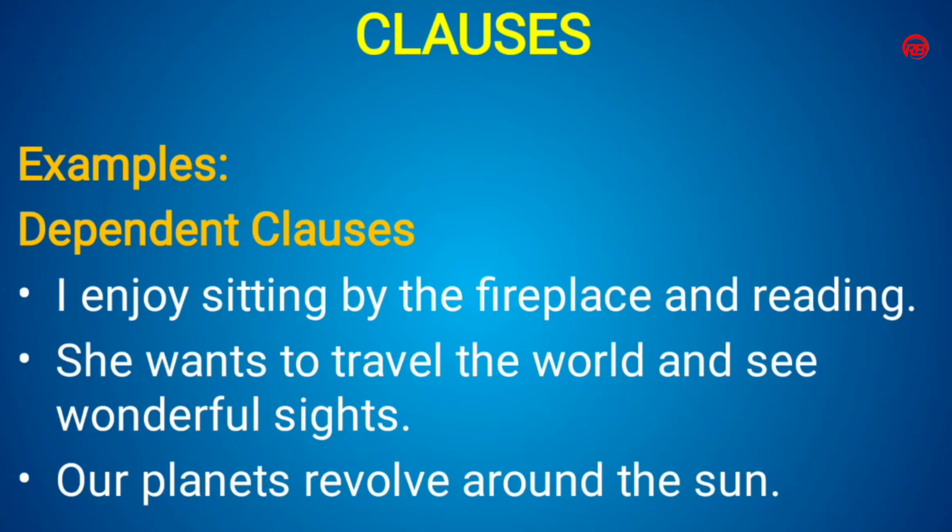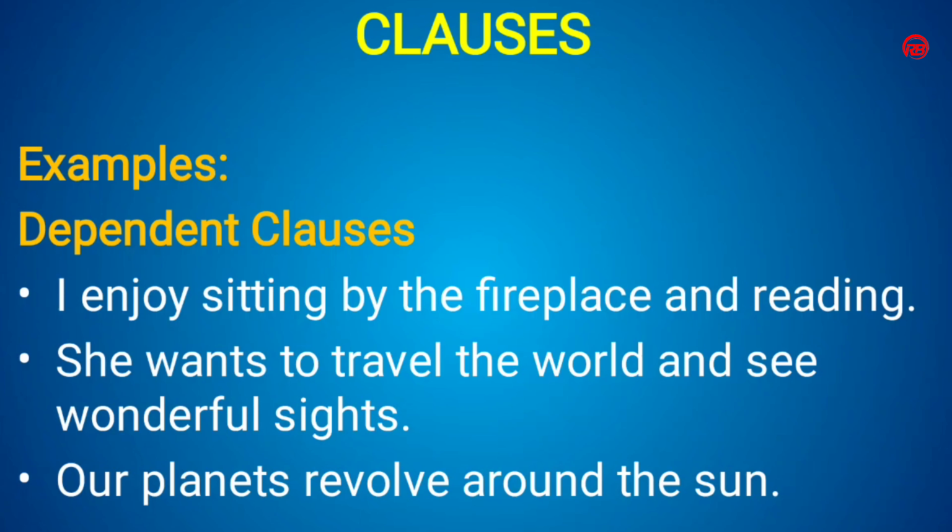And in example 2, she wants to travel the world and see wonderful sights. In this example, she wants to travel the world is the independent clause. See wonderful sights is the dependent clause. Again, we use the conjunction and to join the independent and dependent clause.